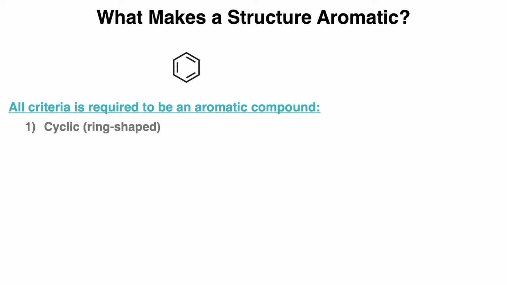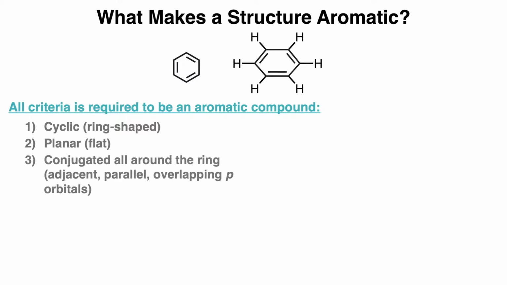First, the molecule must be cyclic or ring-shaped. If the molecule is linear, then rule number 1 has already been broken. Second, the molecule must be planar or flat, which means that all atoms in the ring should be sp2 hybridized. Third, the molecule must be conjugated all around the ring. This means that there should be adjacent, parallel, overlapping p orbitals as shown in the benzene ring above. This allows for the pi electrons within the p orbitals to freely flow through the ring.